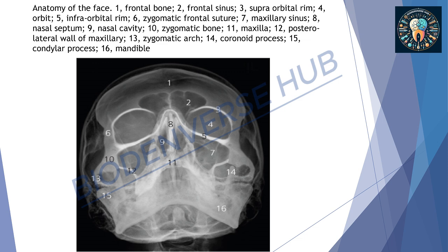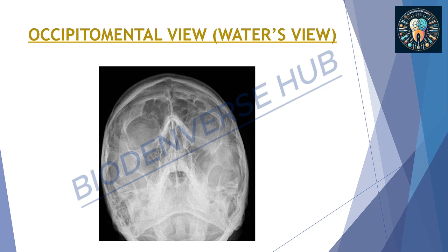Number 11, maxilla. Number 12, posterior lateral wall of maxillary bone. Number 13, the zygomatic arch. Number 14, the coronoid process. Number 15, the condylar process. And number 16, the mandible. So these were some important anatomical landmarks that can be seen on the Waters view. In the next slide, we have given the occipitomental view, that is the Waters view.